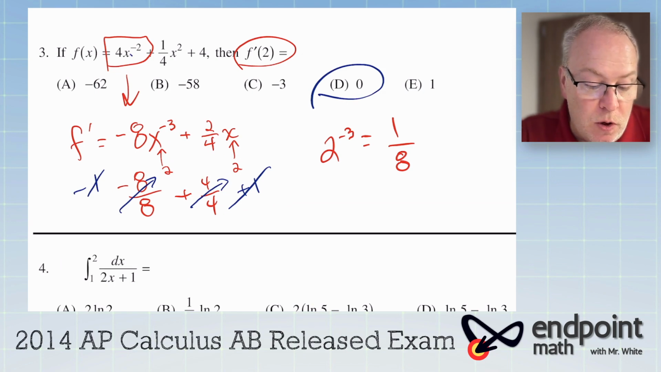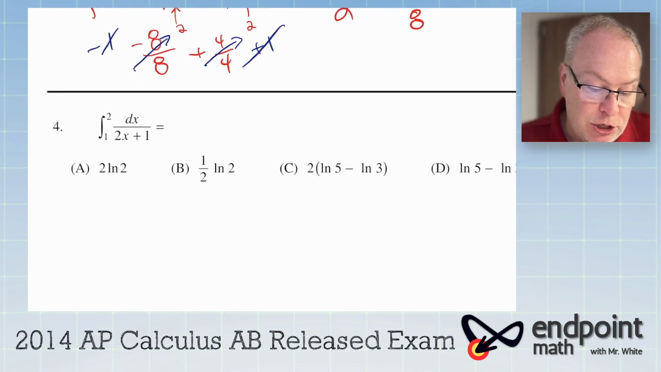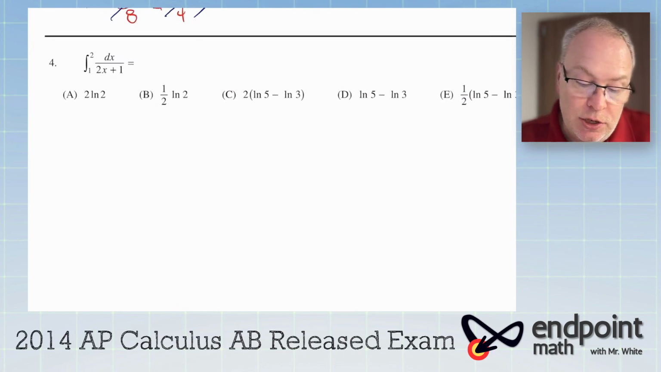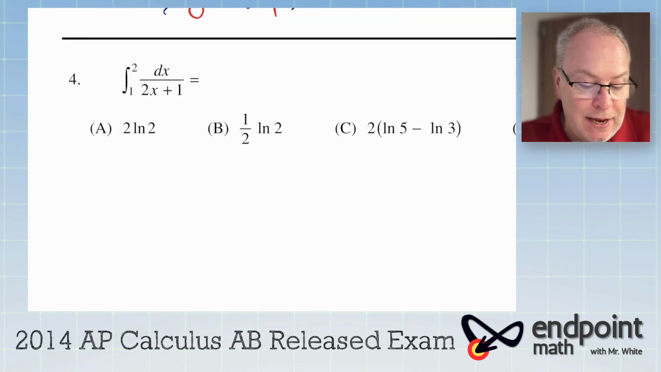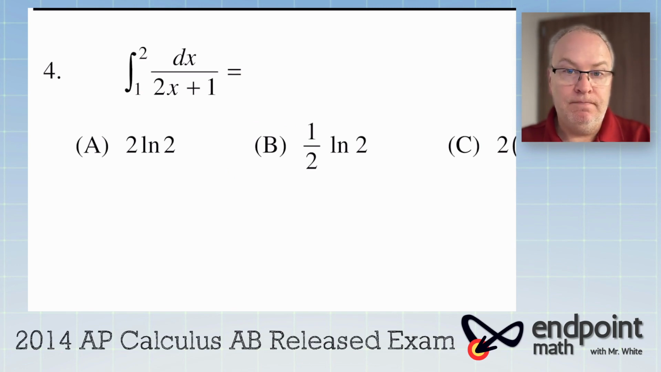I think the trick was that negative exponent. When you take the derivative, it becomes negative 3, not negative 1. And then just the plugging in there. All right, 2 more questions lined up here for you. Once again, an antiderivative. We're taking an integral. This is a definite integral. We have bounds, so we have to find the antiderivative first.